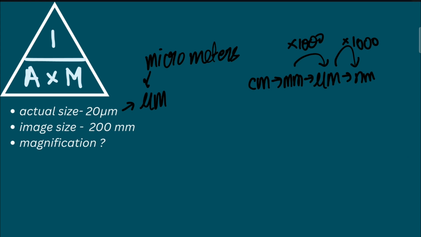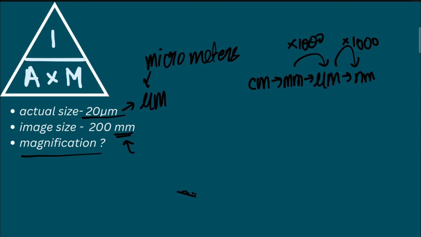So now let's calculate. What do you have to calculate? We have to calculate magnification. Actual size is given to us, 20 micrometers. Image size is 200 millimeters. Alright, 200 millimeters. Now you can notice the difference in SI units. This is in millimeters, this is in micrometers. So we'll need to convert.